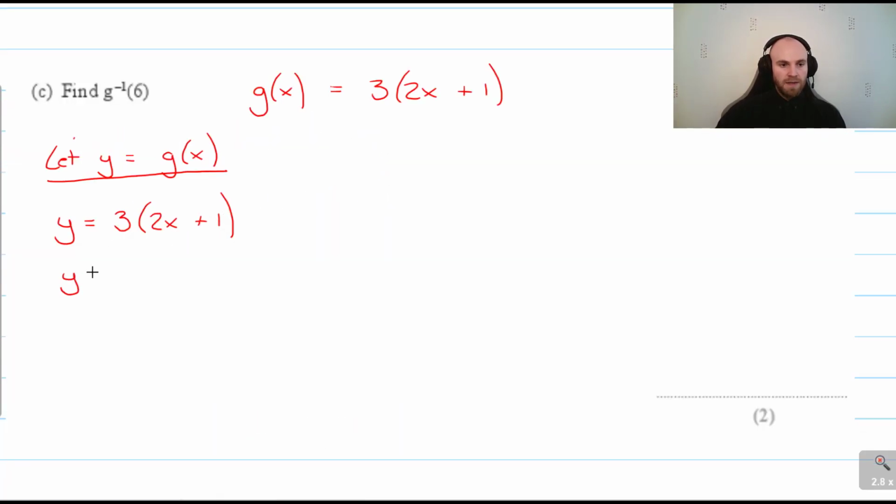So we need to expand these brackets. 3 multiplied by 2x is going to be 6x. 3 multiplied by 1 is going to be 3. I want to get x on its own to make x the subject. So it's going to be y minus 3 equals 6x.